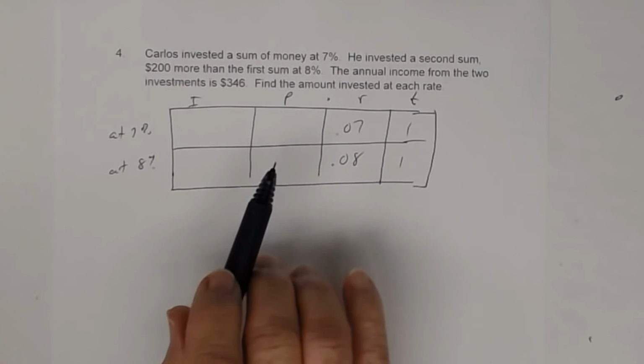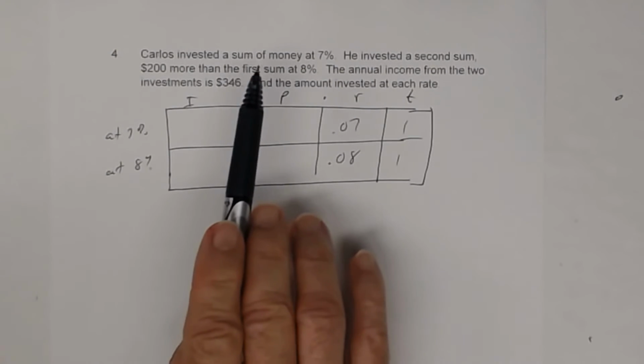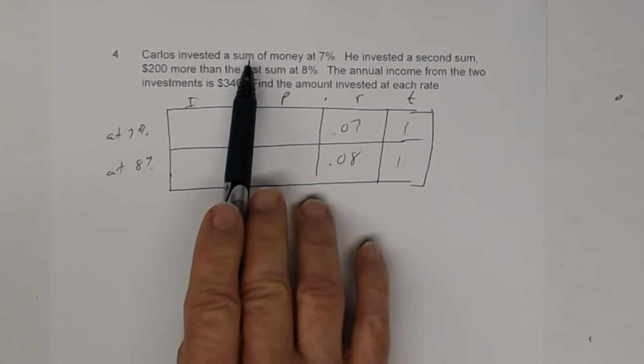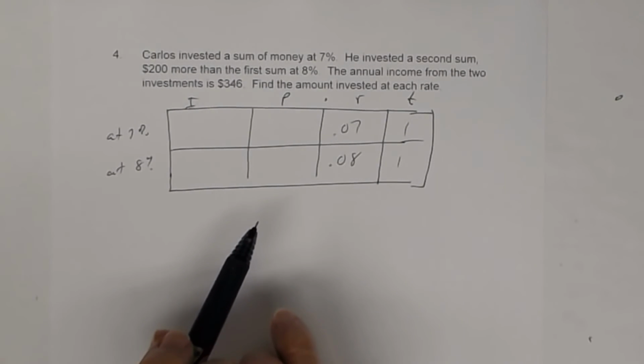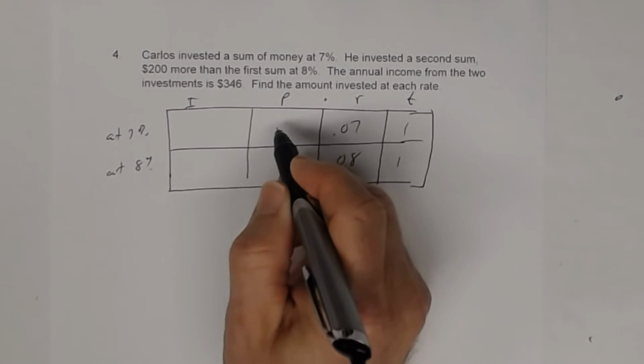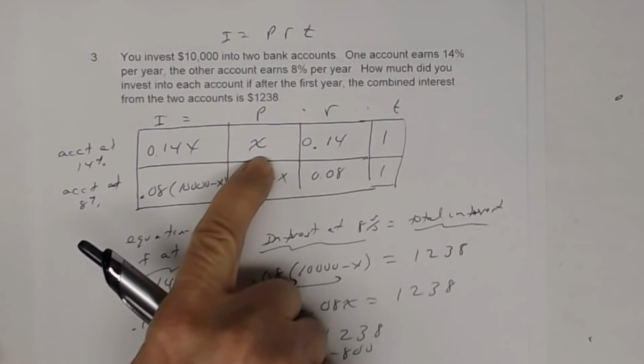Now let's talk about the principal. Now, this is what you're told. You're told Carlos invested a sum of money at 7%. You're not told how much, are you? So let's go ahead and let that be X. Just like we did this, didn't we? So we let that be X.